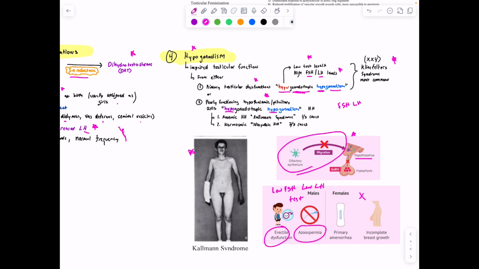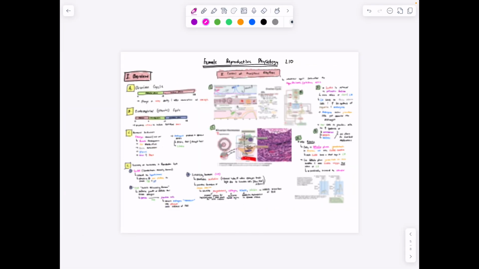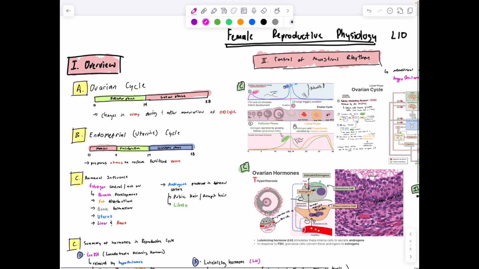All right, we'll talk about what happens with females in just a minute. So that was the male side of things. That took a while. Female stuff we're fairly familiar with because this is pretty much covered in the histo lecture, but we have the ovarian cycle and the endometrial cycle. I think this stuff is pretty interesting, but basically, what's going on with the follicles.